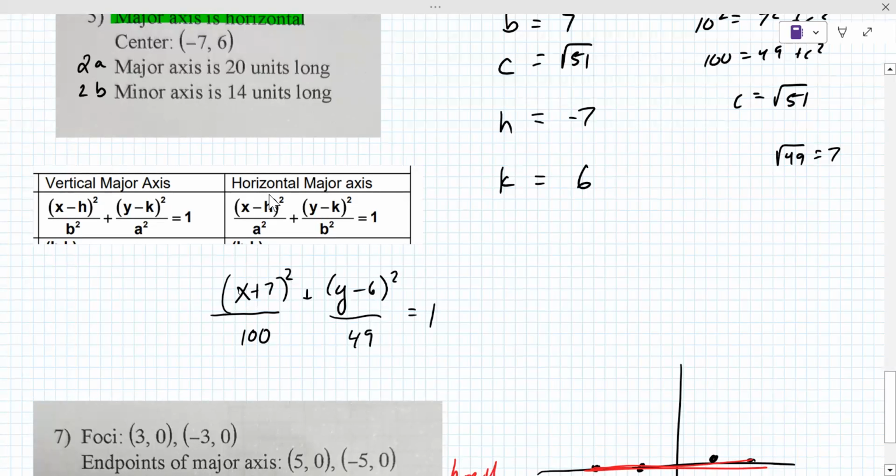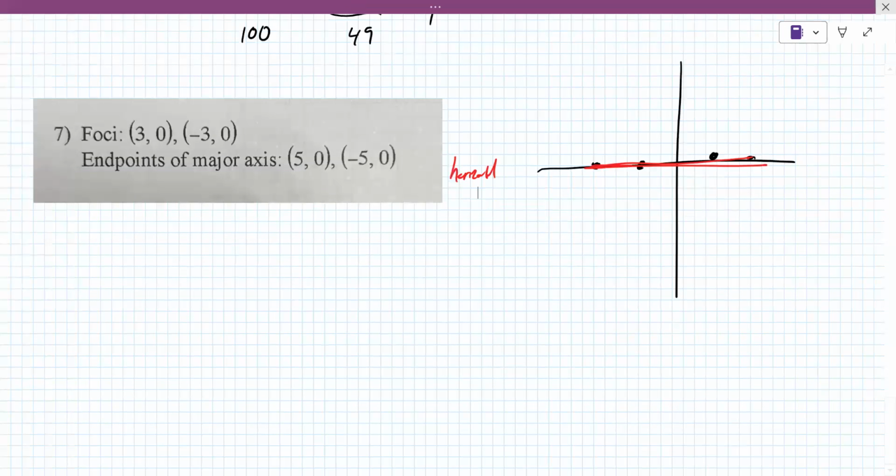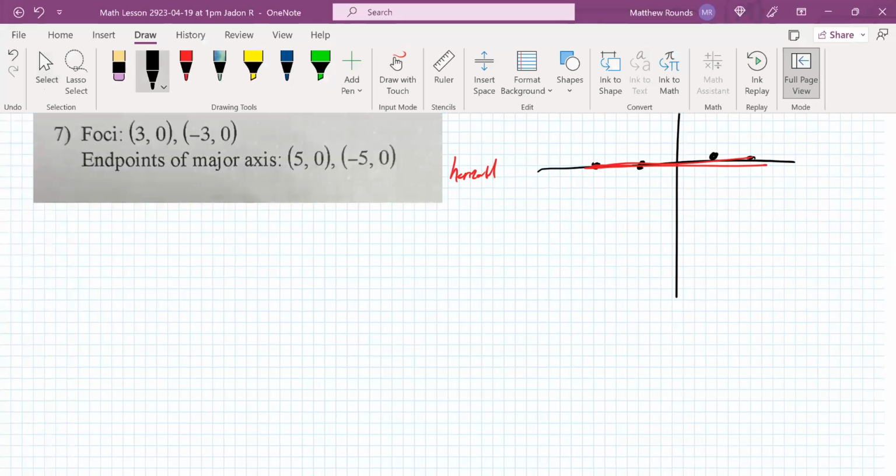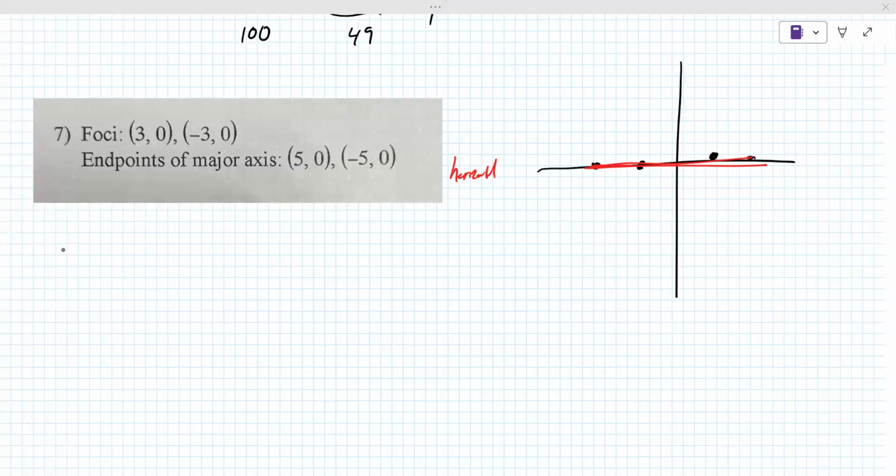Okay, so we know it's the equation on the right, which is great, but we still have to find the things that I mentioned. You got to find H, K, A, B, and C. Okay. Since they're giving you the major axis, you can find A. 2A equals the distance from (5, 0) to (minus 5, 0), which is 10 in this case. Does that make sense? Yeah. So A is 5.